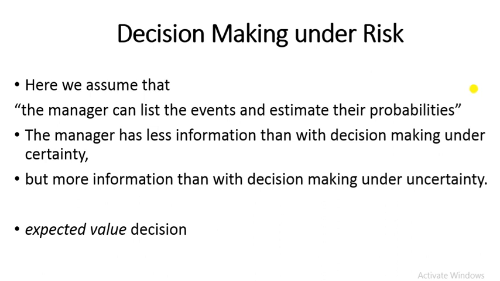But in the expected value decision, we are saying, what is the probability of any event? So instead of taking equal probability for all the events, we are taking varied probability for the different events, but the sum of the probabilities must be equal to 1.